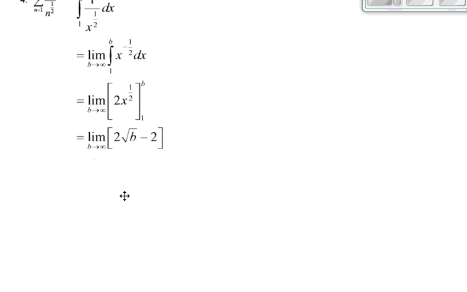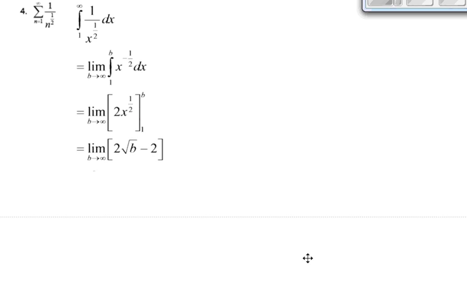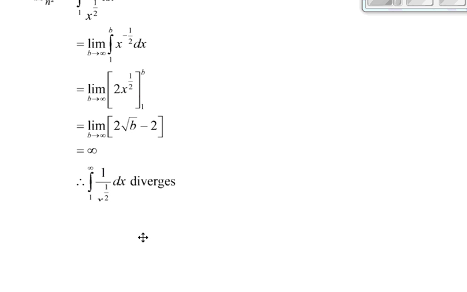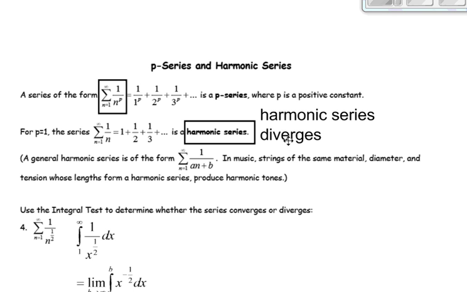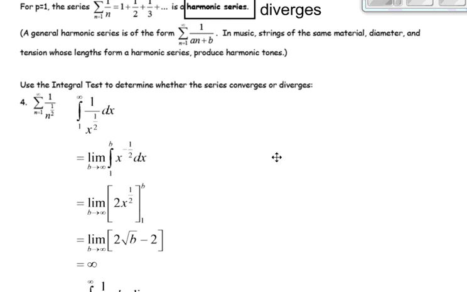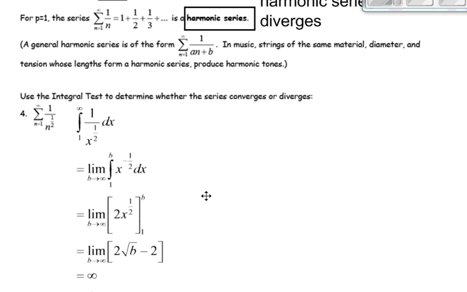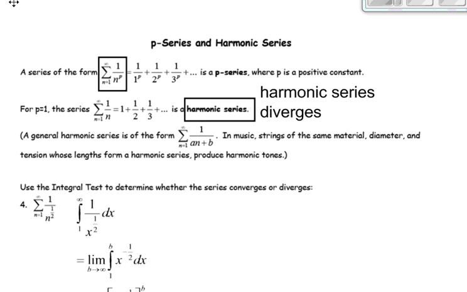So we have the limit as b approaches infinity of 2 square root of b minus 2. And as b approaches infinity, this is just going to approach infinity. Therefore, the integral diverges, therefore the series diverges by the integral test. Okay, so this was a p that was less than 1. I told you that the harmonic series where p is equal to 1 also diverges. So p less than 1 diverges. So let's look at when p is greater than 1.